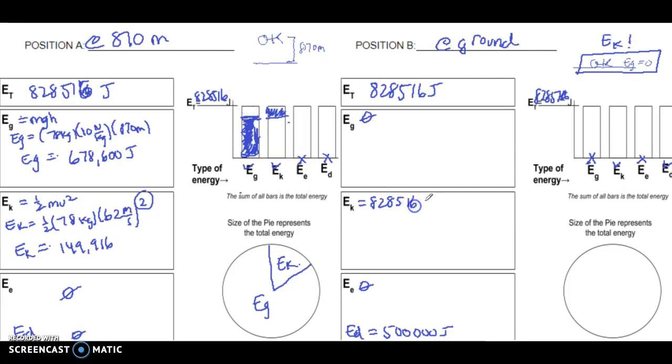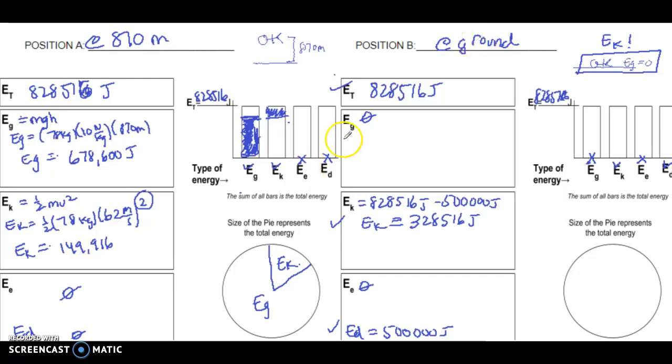So if there's 828,516 total, and 500,000 have gone to the air resistance, that means that my total EK that is left is 328,516. I just subtracted those because I know the ED plus the EK has to make the total.